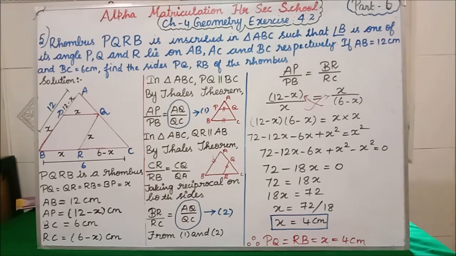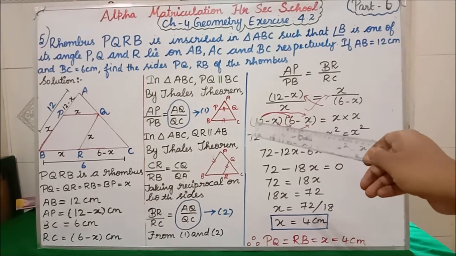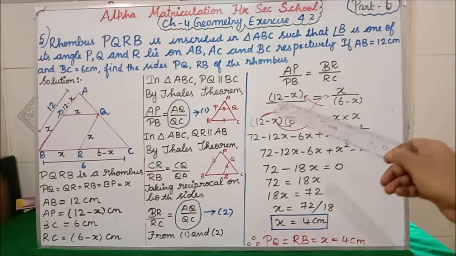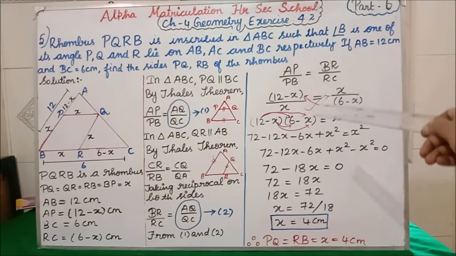So what we are going to do next step? 12 minus X is what? Binomial. 6 minus X is what? Binomial. We are going to multiply binomial into binomial. Now, if you are seeing here, this 12 into 6, if you multiply 12, 6, we get 72. Then same 12 you multiply with X.